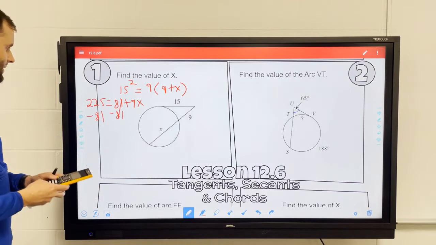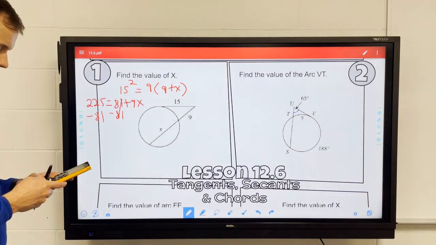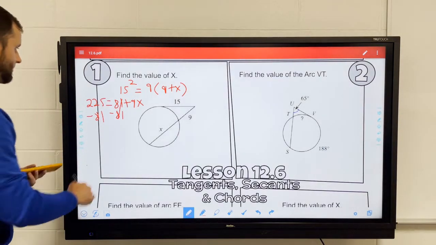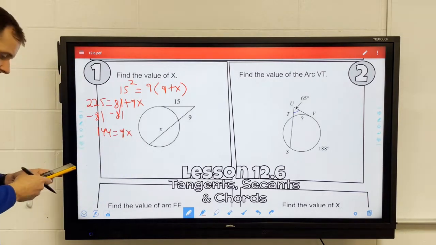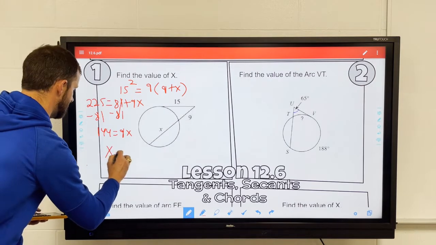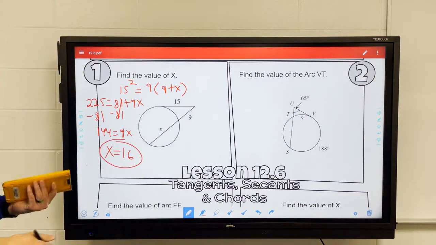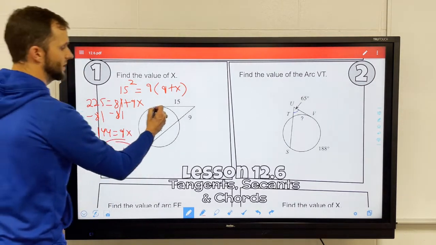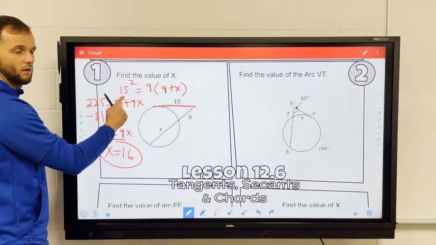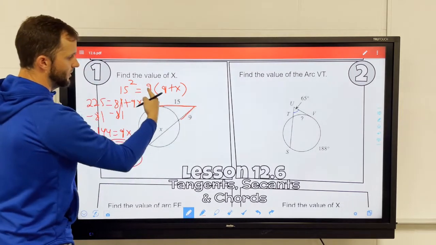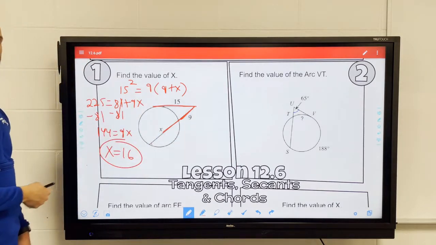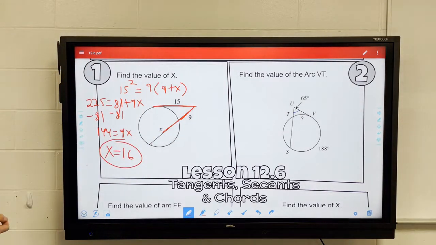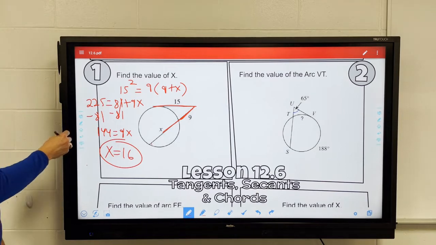So right now, 225 minus 81 is going to end up giving me 144. And then I'm going to divide by 9 on both sides. So x is in return going to end up equaling 16. So again, taking the tangent line and squaring it, taking the outside value and multiplying it by the whole line here to set those equal and solve. So my answer right there would end up being 16. Okay, let's jump over to my next example.